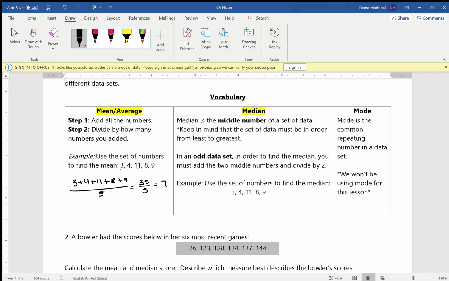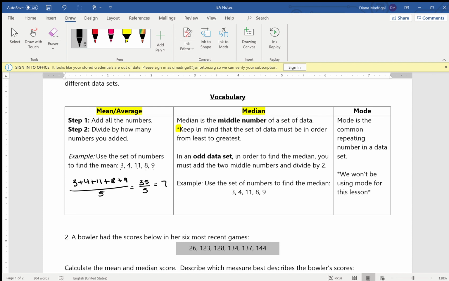The median is really simple, it is the middle number. Something to keep in mind though is that the data set has to be in order from least to greatest in order for you to find the median number. Also, keep in mind that if it's an odd data set, meaning you have 3, 5, 7, 9, or 11 numbers, those are all odd numbers. In order to find the median for an even data set, you're going to have to add the two middle numbers and divide by 2.